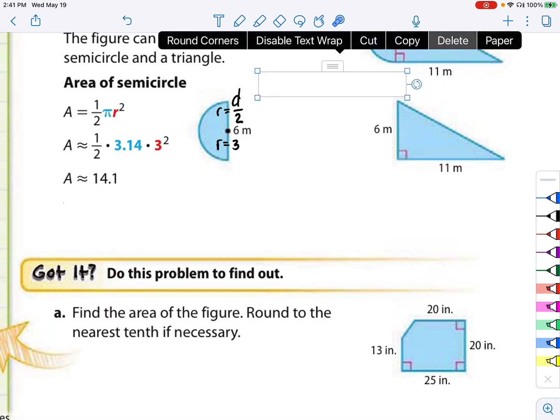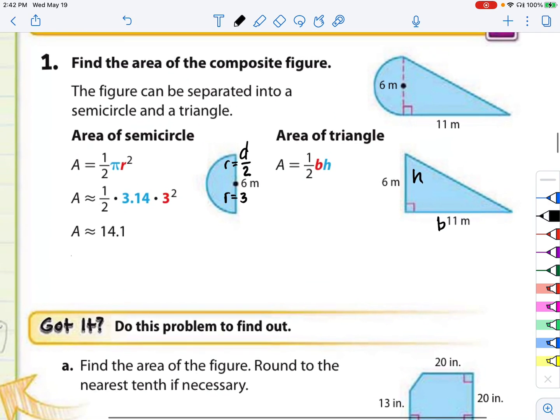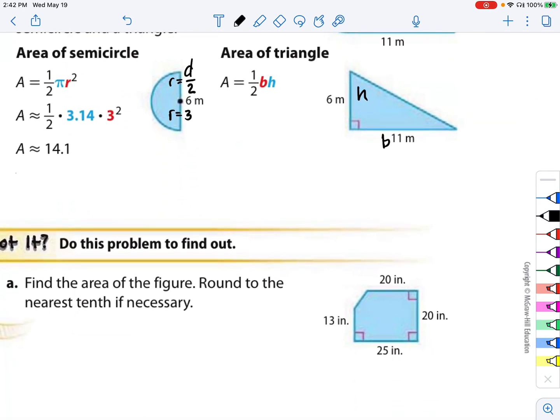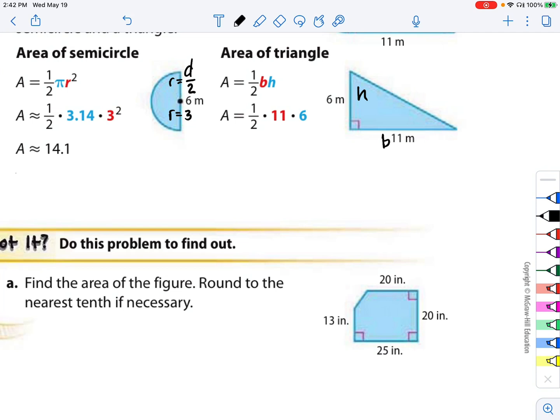Let's find out the area of our triangle. So for the area of a triangle, this is our height, and this is our base. And we know that the formula for area of a triangle is 1/2 base times height, according to our table right here. We simply substitute the base and the height. The base being 11 meters, and the height being 6 meters. So you multiply 11 times 6, which is 66, times 1/2, should give you 33. Okay, so the area of this triangle is equal to 33 square meters.